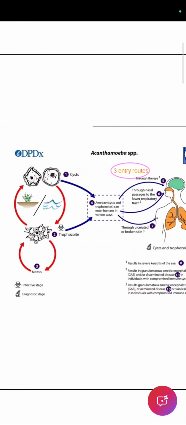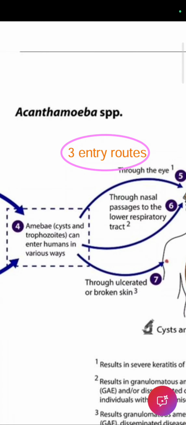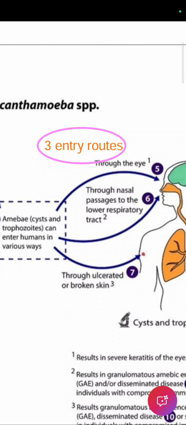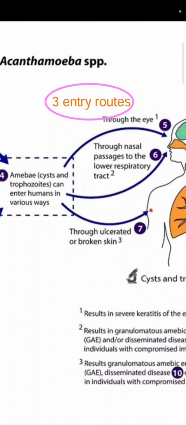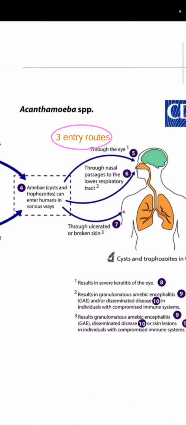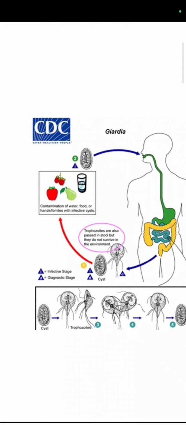Next is Acanthamoeba. For this you have to look out for these three entry routes. It can enter through the eye, through the nasal passages, or through ulcerated or broken skin. That's about it.